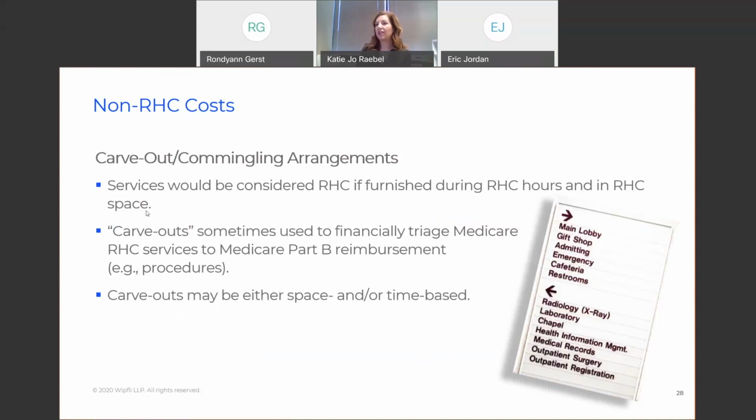Really quick on non-RHC and carve out and commingling arrangements. We can talk about this a little bit more on the advanced cost reporting topic, but you know, we can set aside non-RHC hours of operation. I do have some clients that do that, although sometimes it can be a billing nightmare. That's possible. We also have to make sure that we keep track of costs related to that.